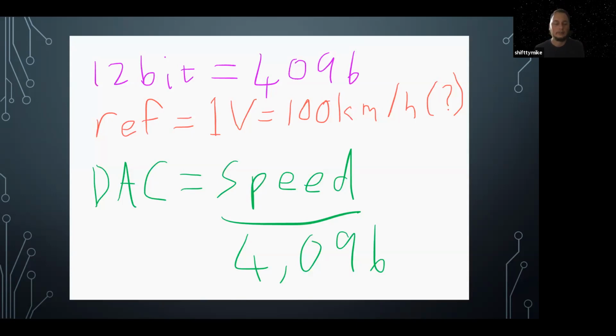And you write a value from 0 to 4095, and then it will output a voltage between 0 and the reference you've asked it to use. The chip actually comes with a 1 volt calibrated reference. So I figured, cool, I'll use that because it maps nicely. I can just map 1 volt to 100 kilometers an hour, which probably won't be reached, but that seemed reasonable. And then it's a simple case of taking the speed in kilometers an hour, dividing it by 4,096, and I get my DAC value.